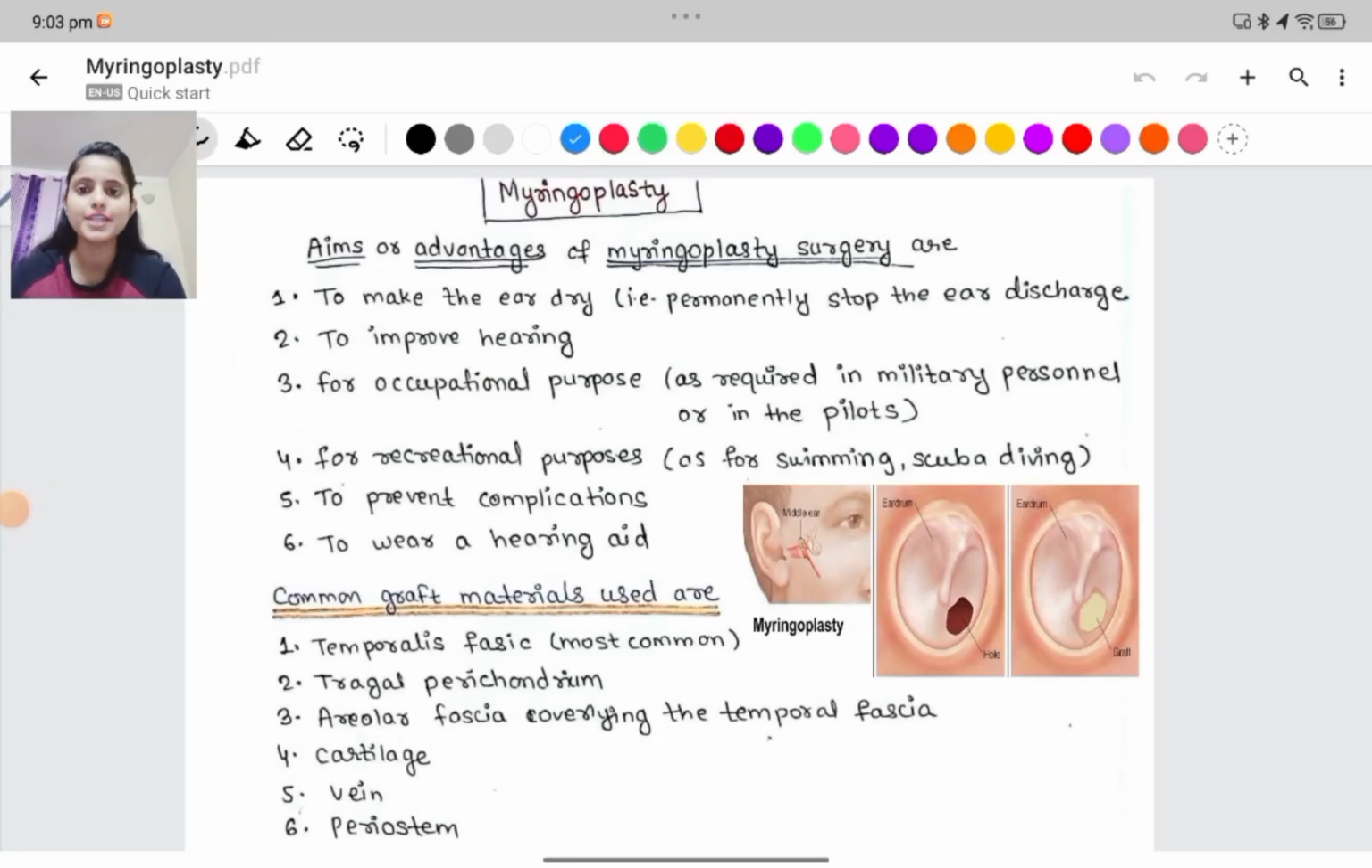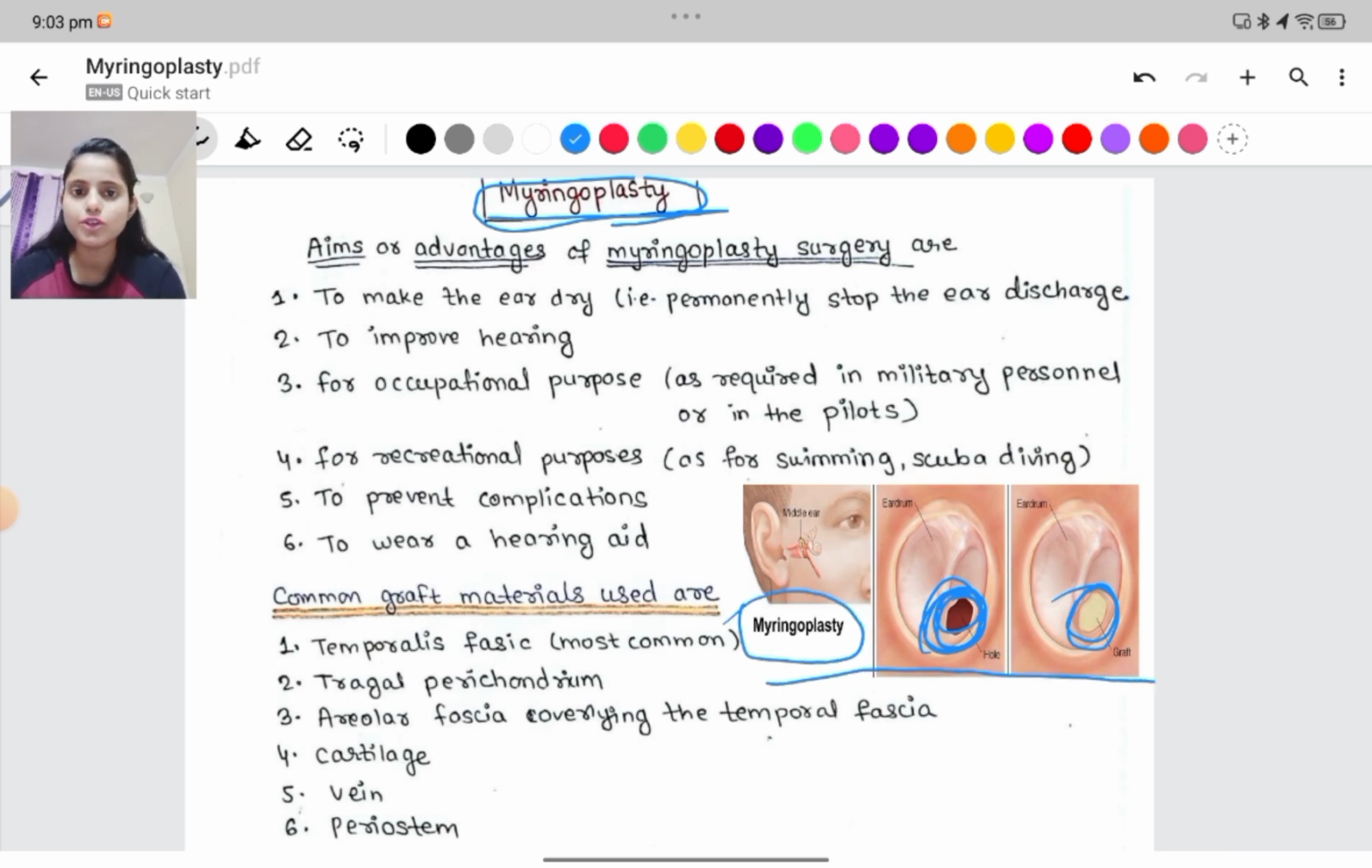Let's study myringoplasty. Myringoplasty is the operation in which the whole of the tympanic membrane, or the eardrum, is repaired. Here we can see the hole in the tympanic membrane which is being repaired by the operation called myringoplasty.